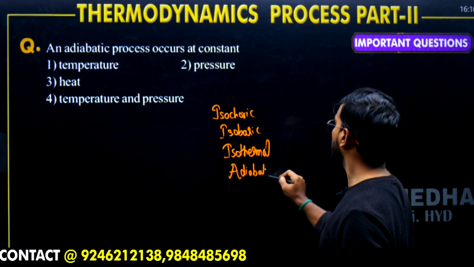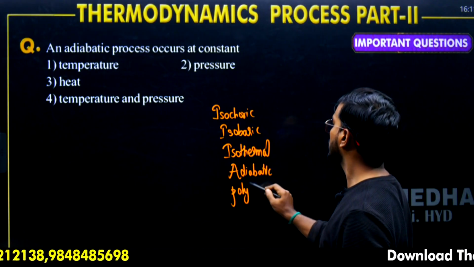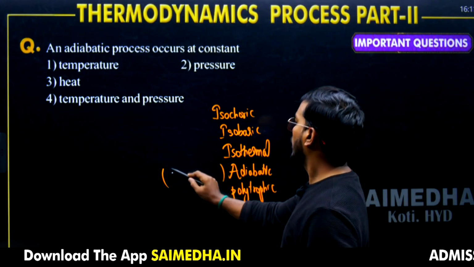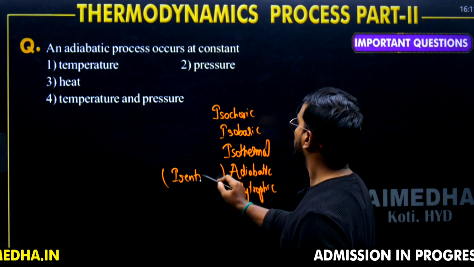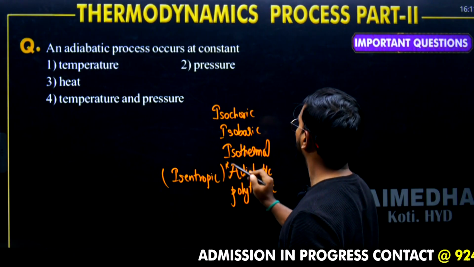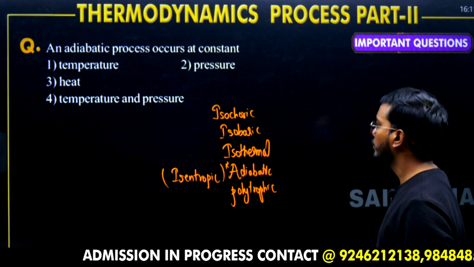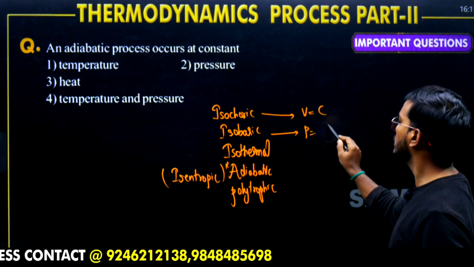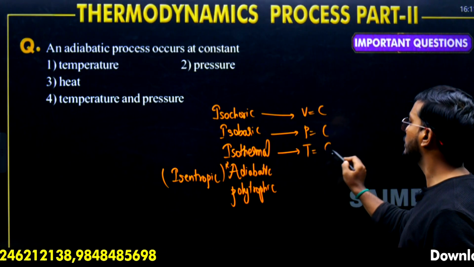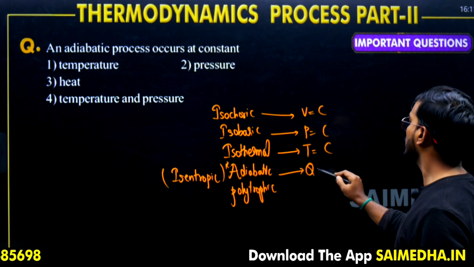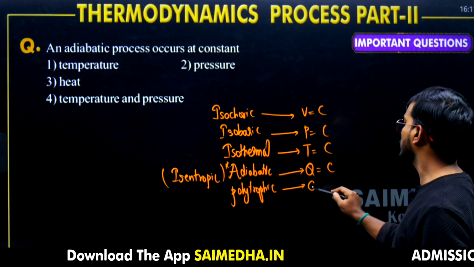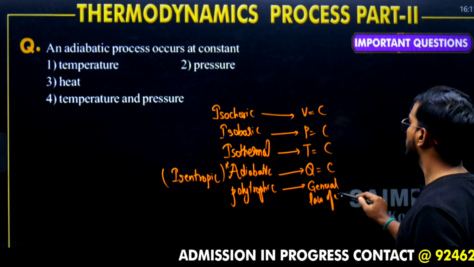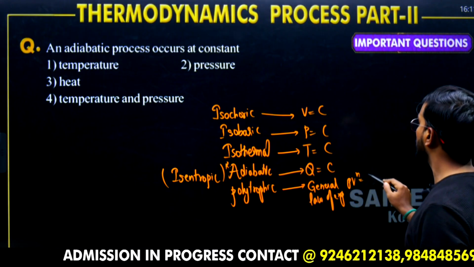One more is there, that is called as polytropic process. Adiabatic is also called as isentropic. Okay, reversible adiabatic is called as isentropic. Isochoric, volume is constant. Isobaric, pressure is constant. Isothermal, temperature is constant. Adiabatic, heat is constant. Polytropic, this is general law of expansion. PV to the power of n is equal to constant.